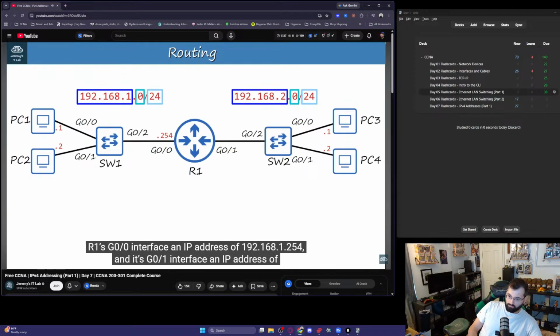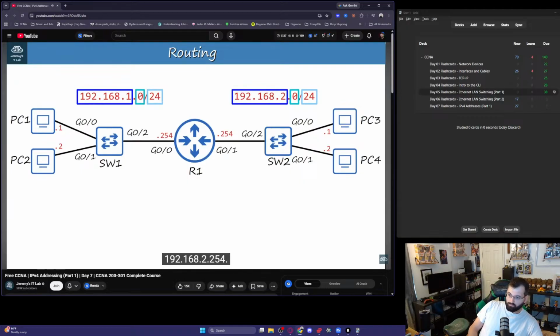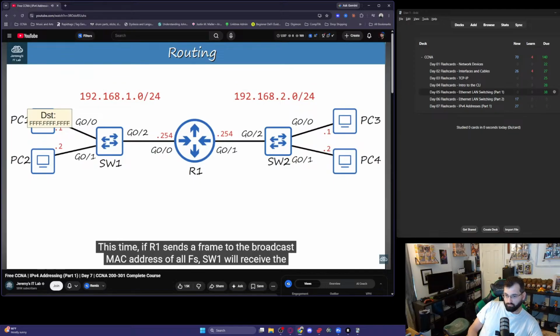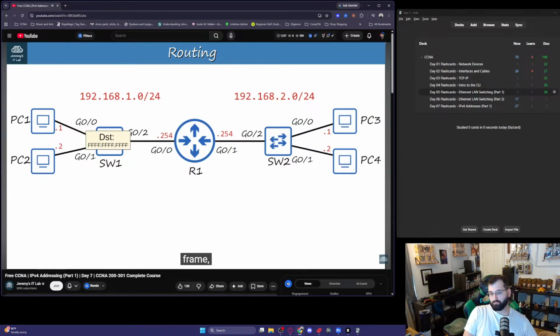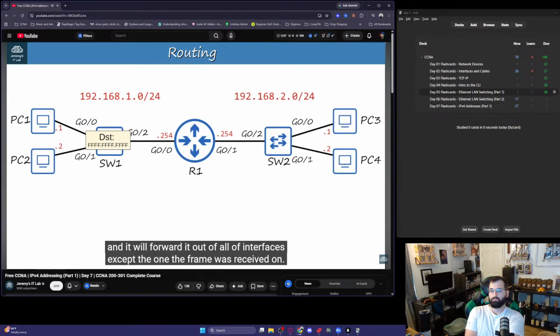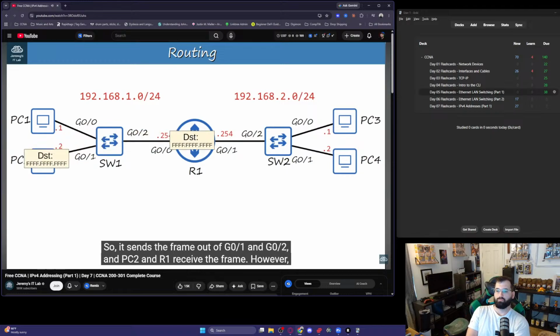So let's give R1's G0/0 interface an IP address of 192.168.1.254, and its G0/1 interface an IP address of 192.168.2.254. This time, if R1 sends a frame to the broadcast MAC address of all Fs, switch 1 will receive the frame, and it will forward it out of all interfaces except the one the frame was received on. So it sends the frame out of G0/1 and G0/2, and PC2 and R1 receive the frame. However, that's where it ends. The broadcast is limited to the local network. It doesn't cross the router and go to switch 2, PC3, and PC4.